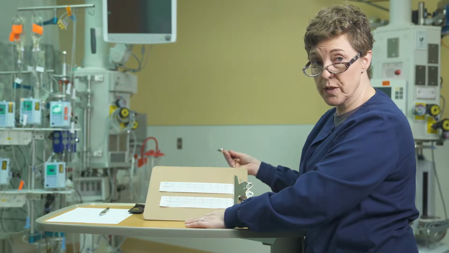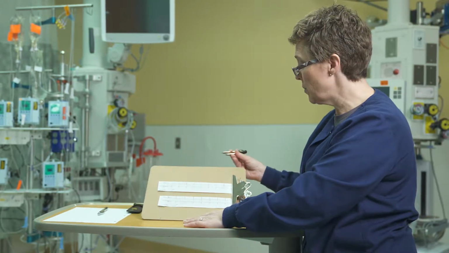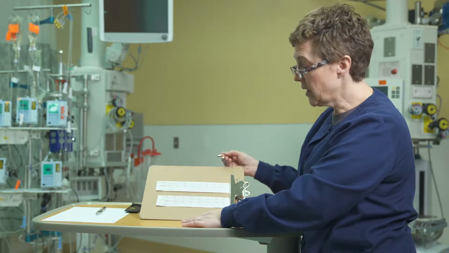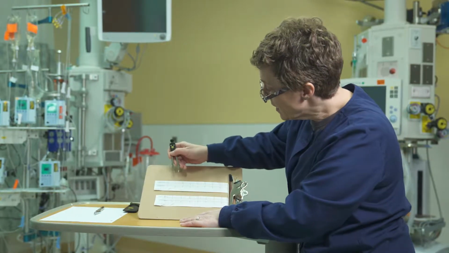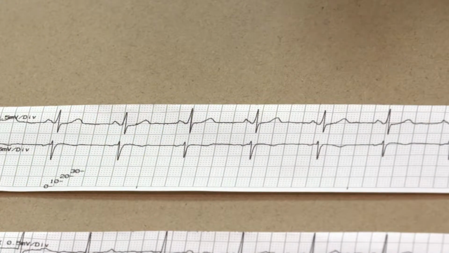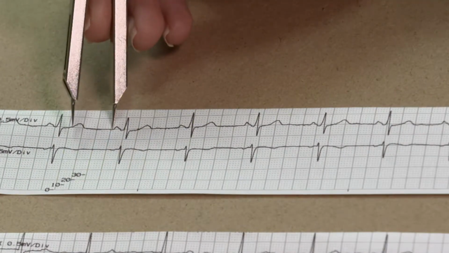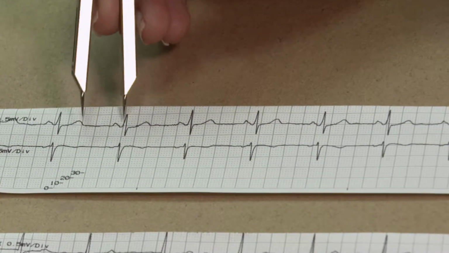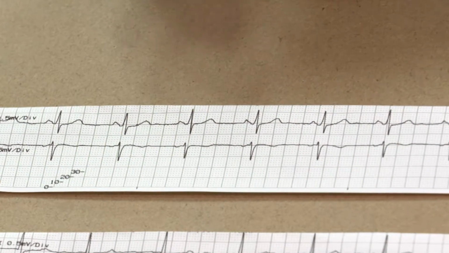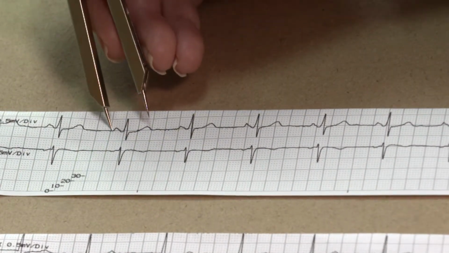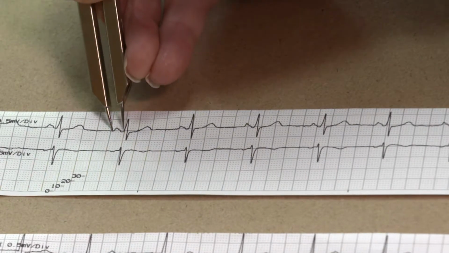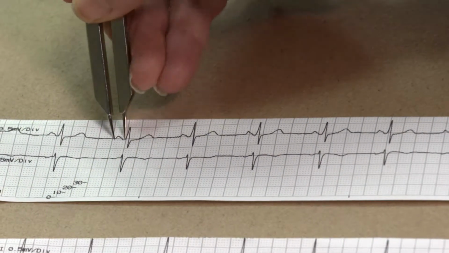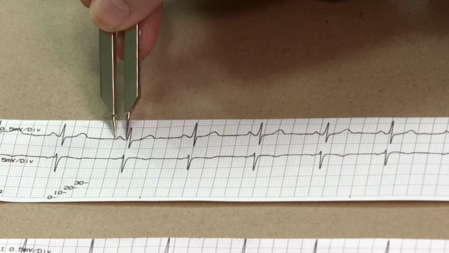So I prefer to use calipers. I am going to show you how to use pen and paper, but some way that you can get a consistent measurement. So I start with my PR interval, starts at the beginning of the P wave and goes to the first deflection from the baseline, depending on the lead you were in, whether it's up or down. So I'm going to start at the beginning of the P wave, I'm going to the first upward deflection, and there is my PR interval.